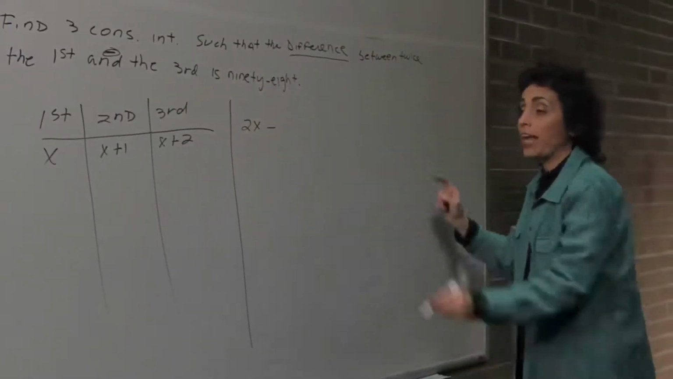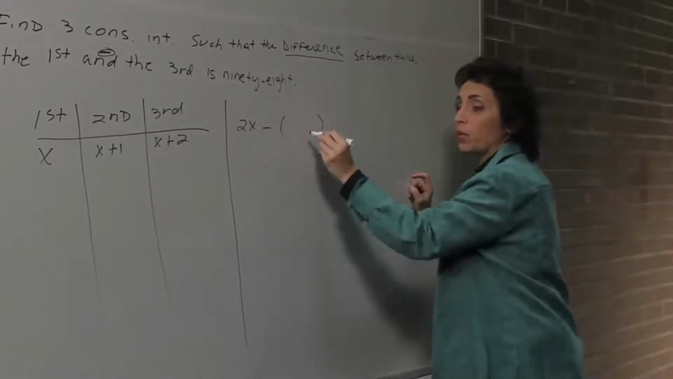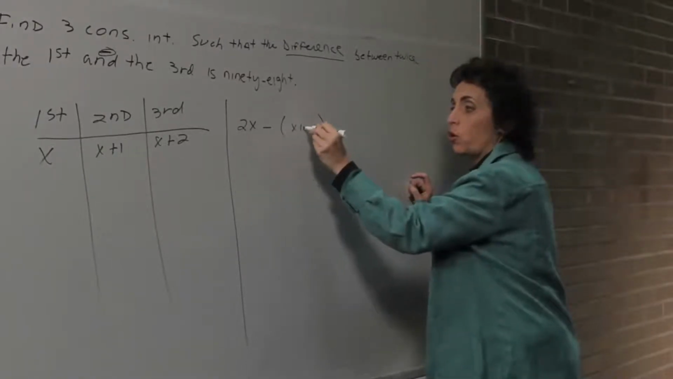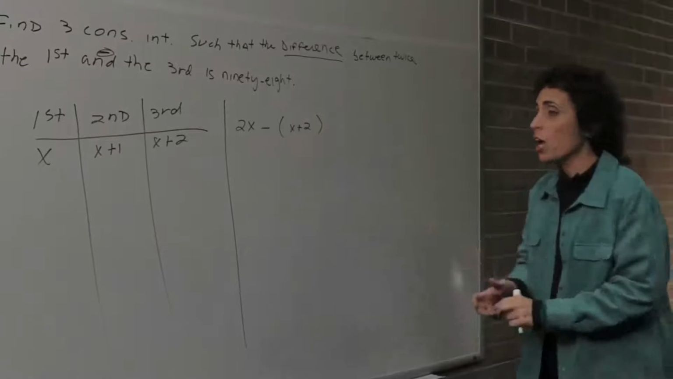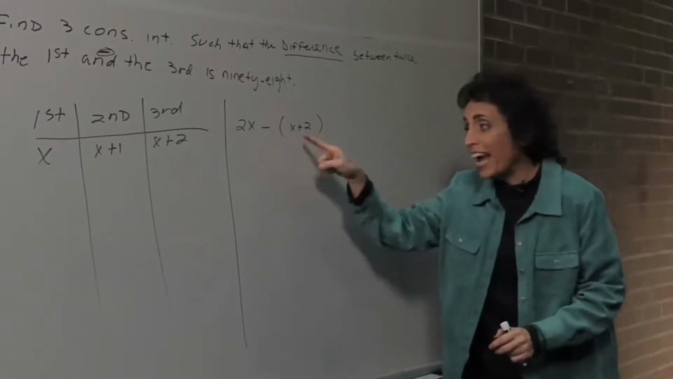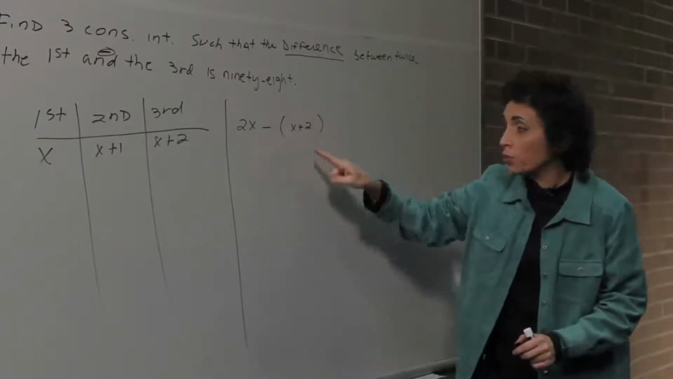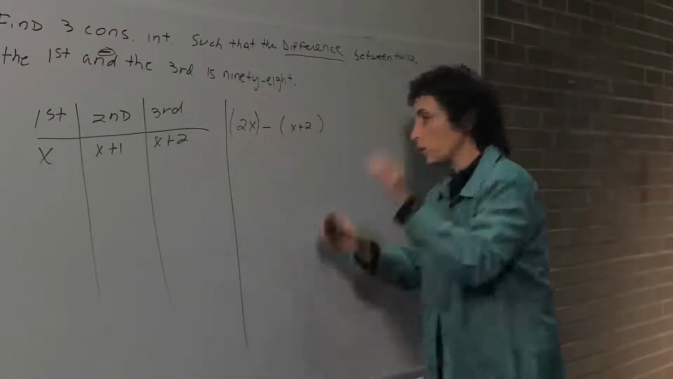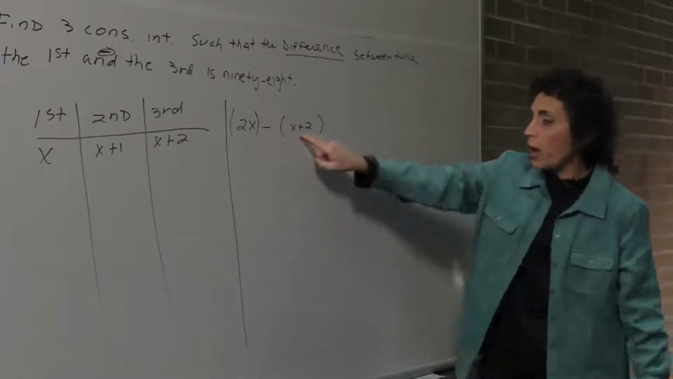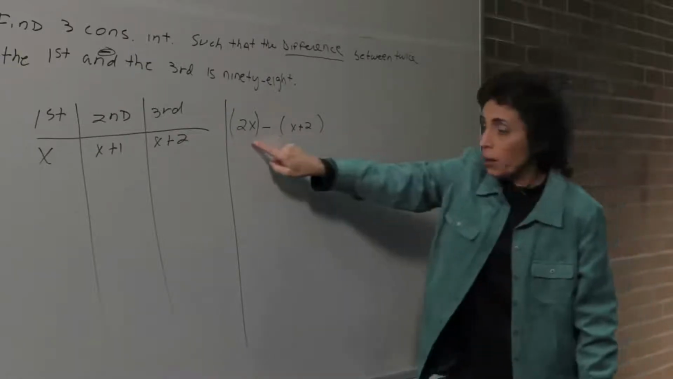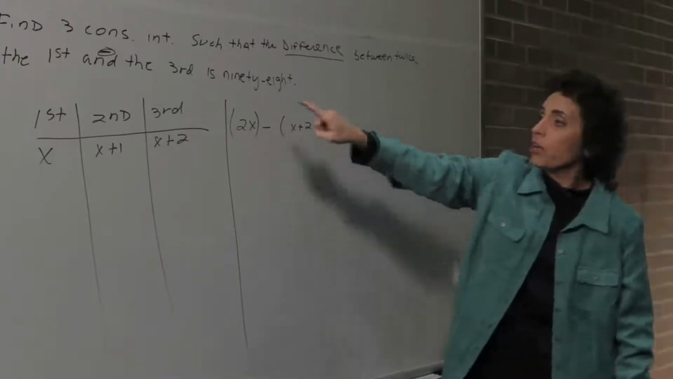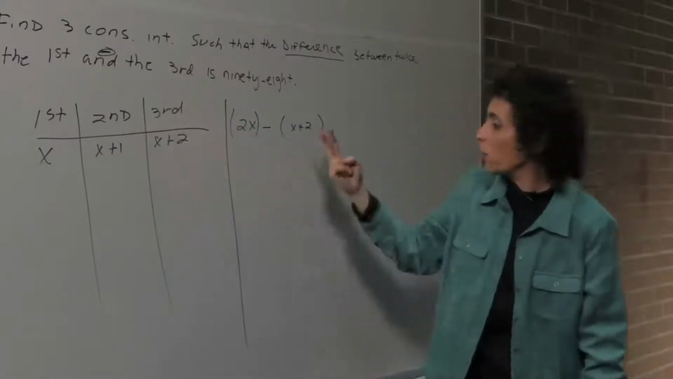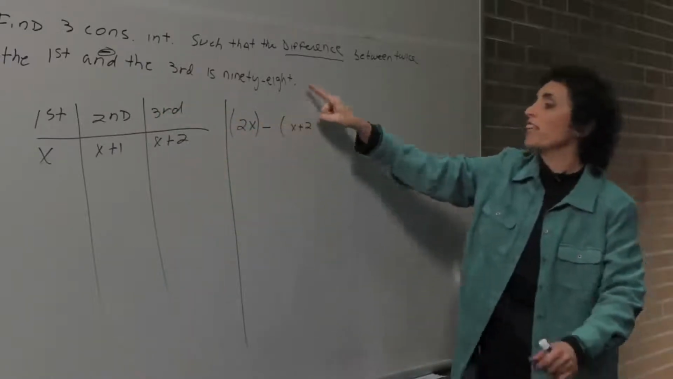Now, here's where we have to be careful. The third has to be put in parentheses. Let's talk about why it has to be put in parentheses. We're subtracting that whole thing. In algebra, that's going to mean we're going to have to distribute that negative. If you don't know when to put the parentheses, put them in all the time and don't worry about it. But you absolutely need this parentheses. This one's optional, but this one has to be there because twice the first and the third has two terms in it. I have to subtract that whole thing.